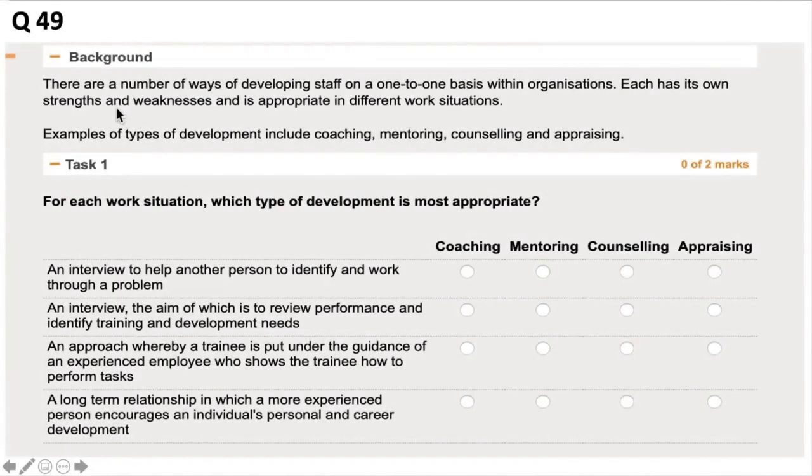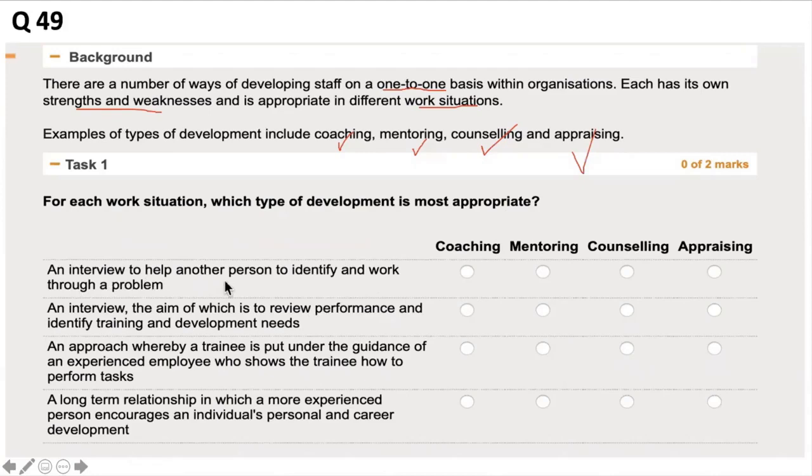Question number 49. Let's read the background. There are a number of ways of developing staff on a one-to-one basis within organizations. Each has its own strengths and weaknesses and is appropriate in different work situations. Common sense, I think we have different ways, we all know how to deal with people in the workplace. Examples of types of development include coaching, I'm sure you heard that, mentoring, counseling, and appraising people. For each work situation, which type of development is most appropriate? So let's check these out and see which one applies.